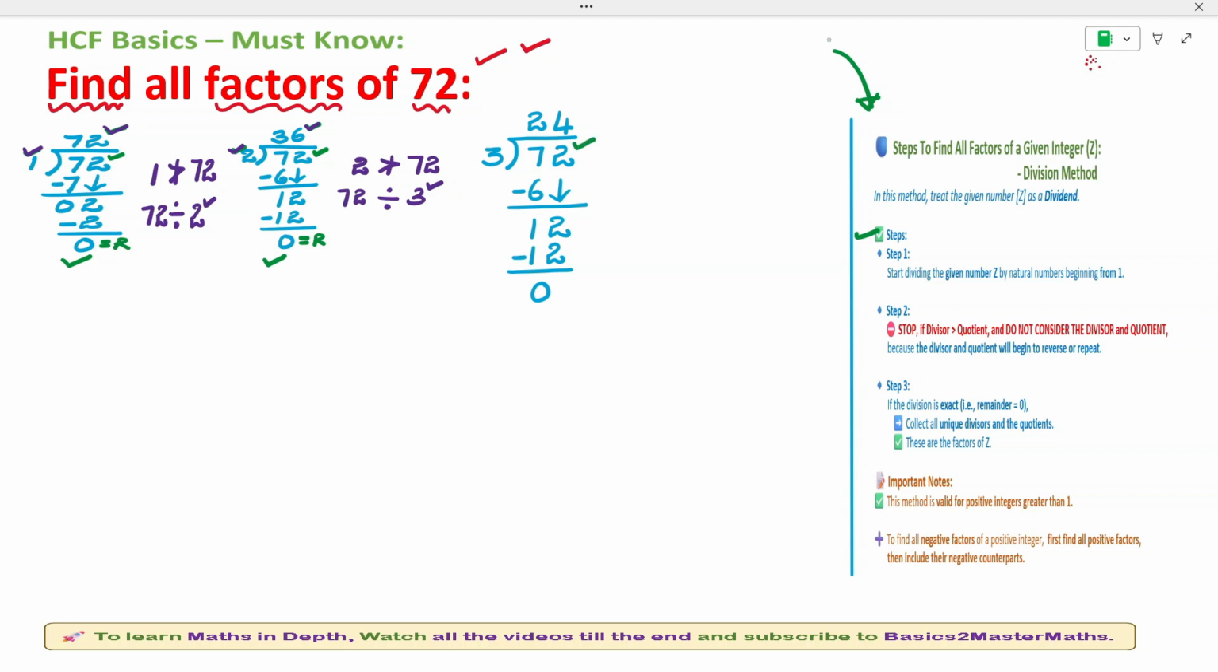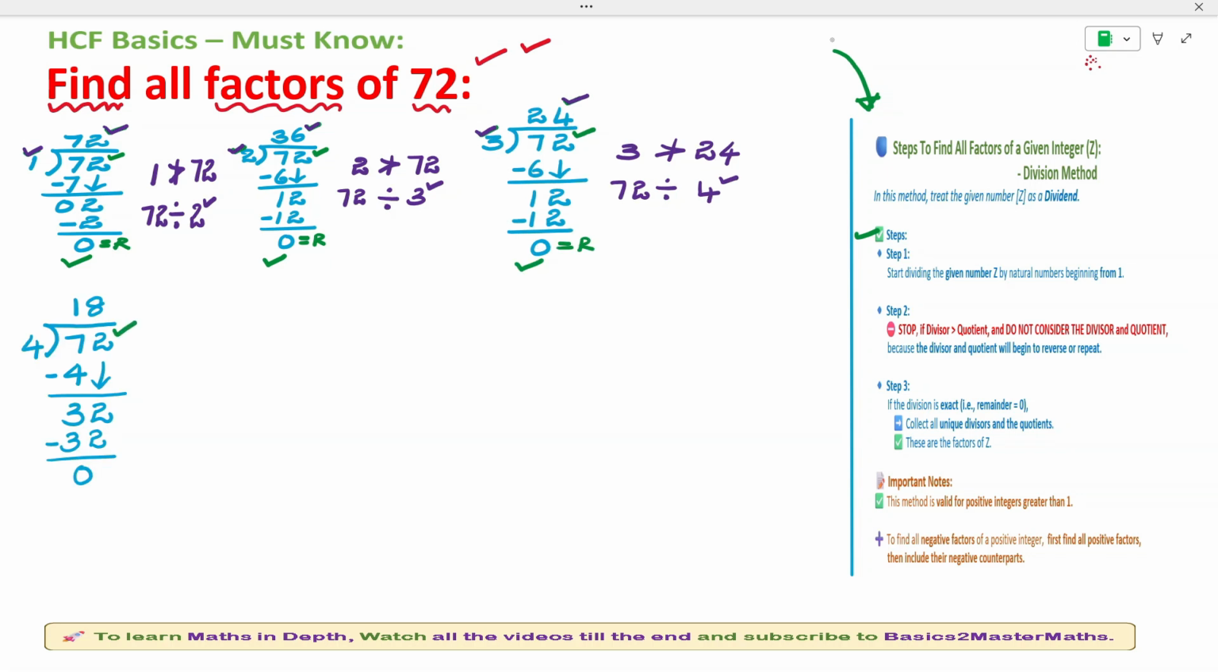When we divide 72 by 3, we get 24 as the quotient and 0 as the remainder. So, this division is exact. In this case, the divisor 3 is not greater than the quotient 24. So, divide 72 by the next natural number 4.